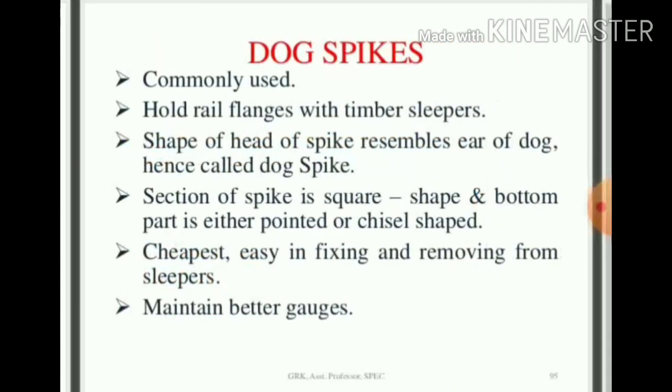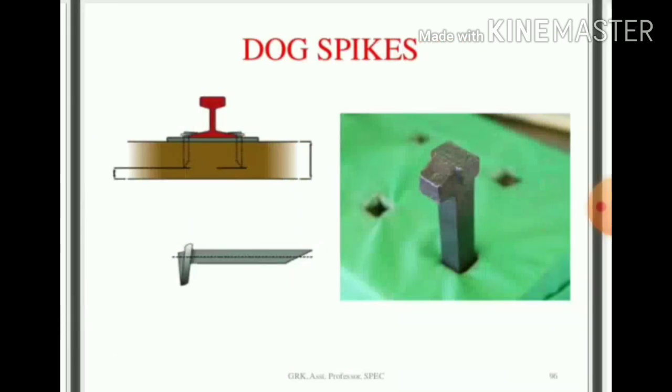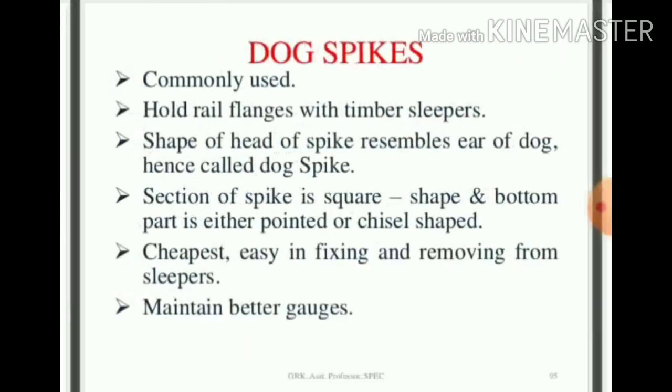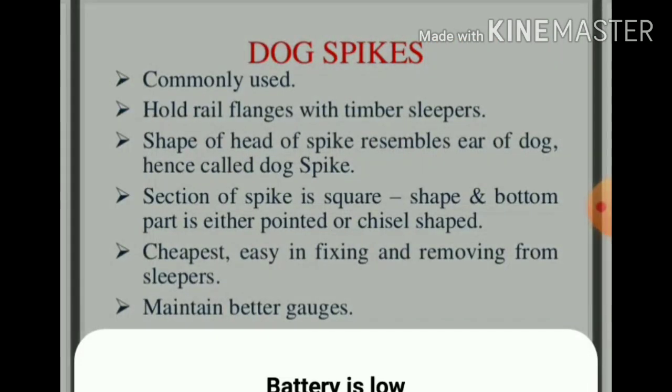fittings. Okay now, different types of spikes are there. Among them, the most common type of spike is the dog spike. Dog spikes are commonly used, and the name has been given based upon the shape of the head of the spike. Here you can see the picture of a dog spike, showing the head of the spike. It is in the shape of the head of a dog, so it is called a dog spike. It holds rail flanges to timber sleepers, and the shape of the head of the spike resembles the ear of a dog.